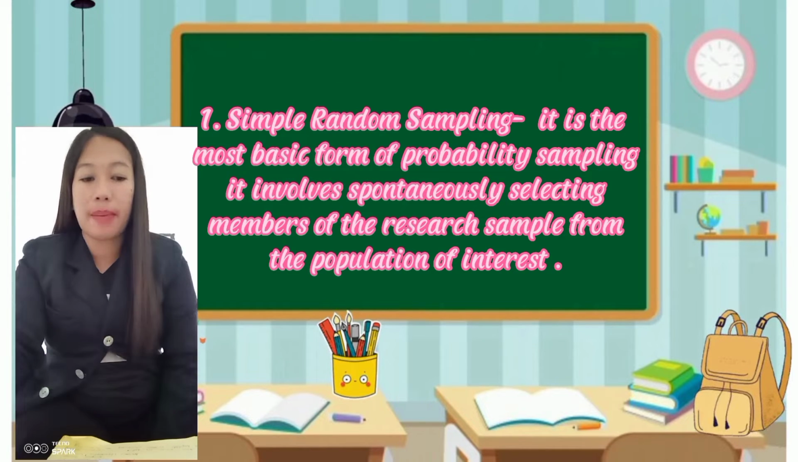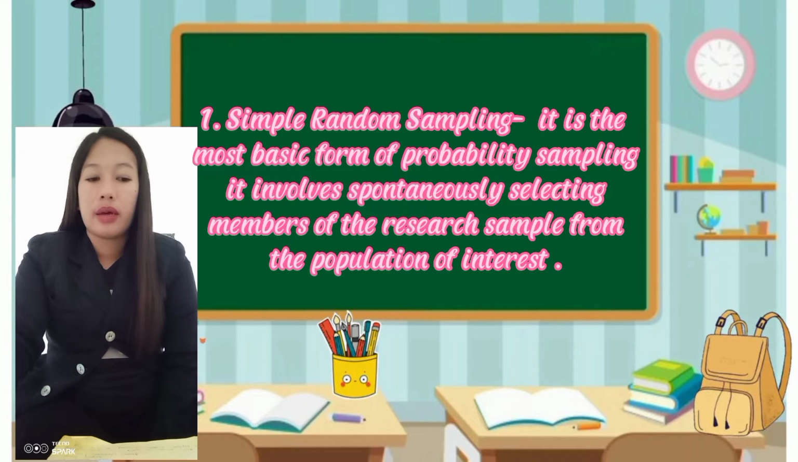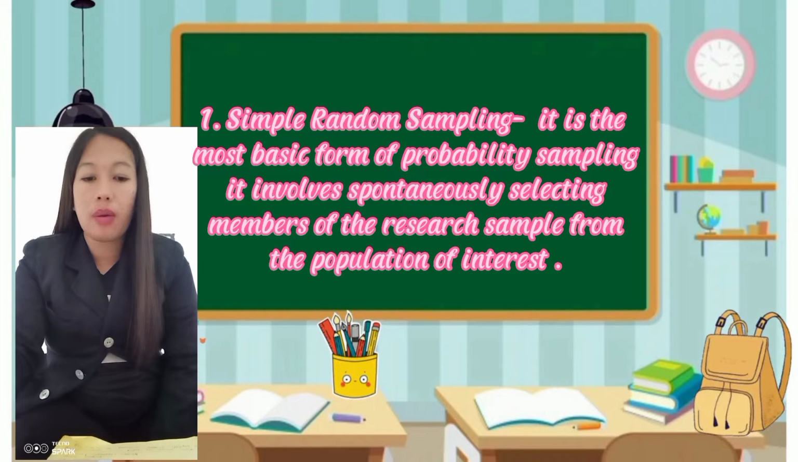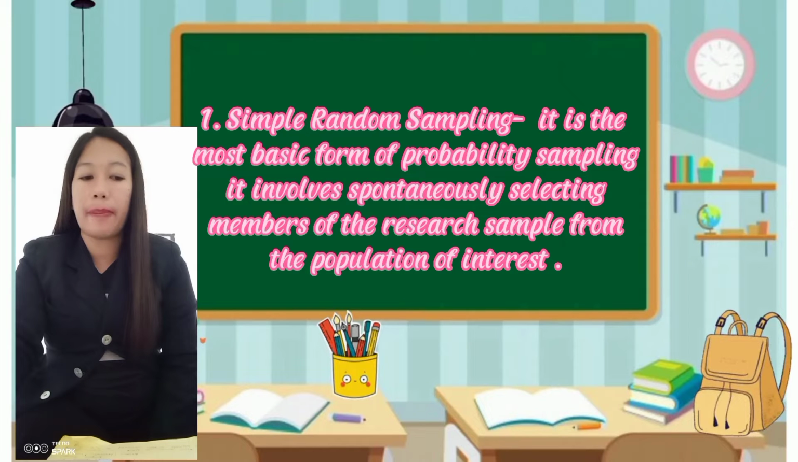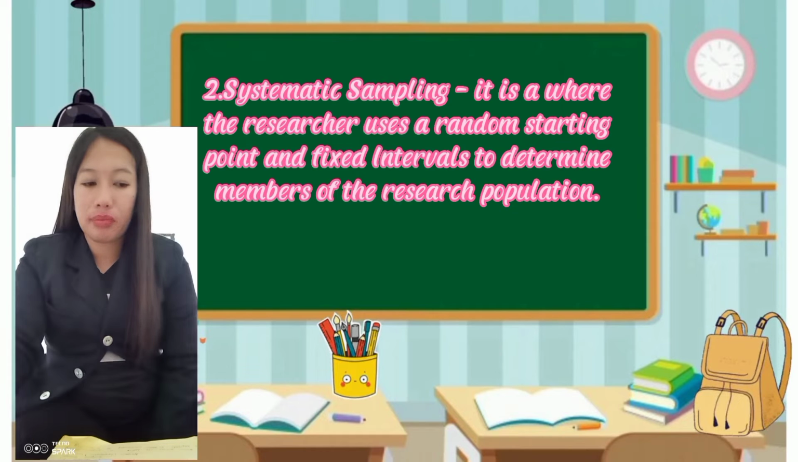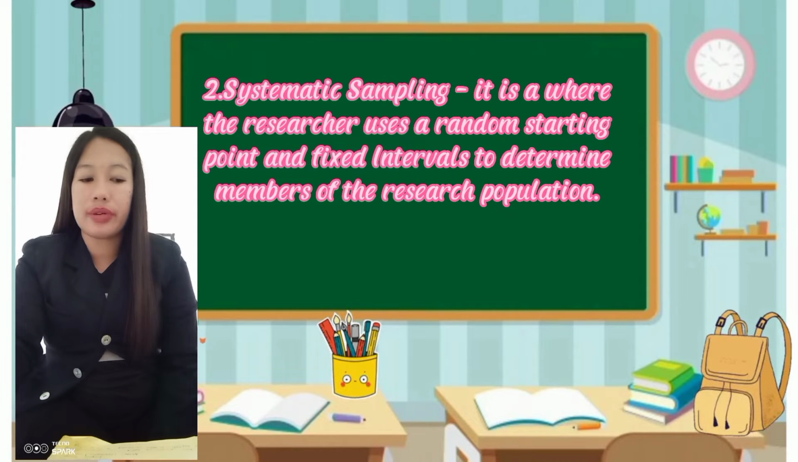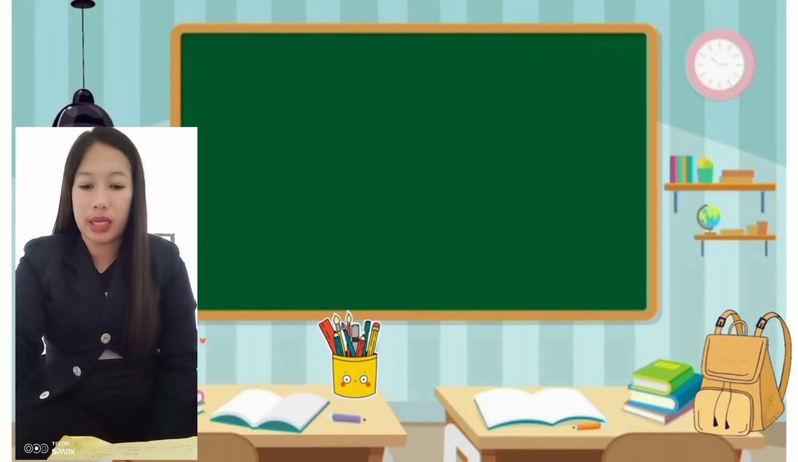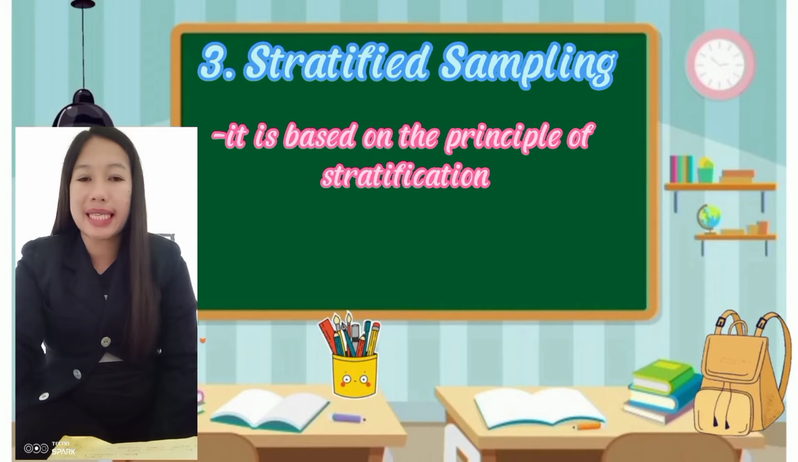First is the simple random sampling. Simple random sampling is the most basic form of probability sampling. It involves randomly selecting members of the research sample from the population of interest. Second is the systematic sampling, where the researcher uses a random starting point and fixed intervals to determine members of the research population. And the third is the stratified sampling.